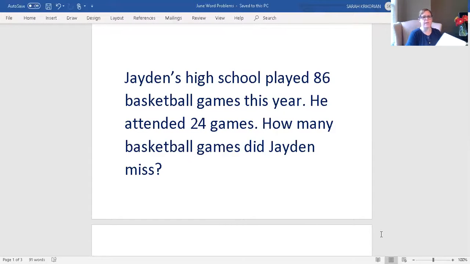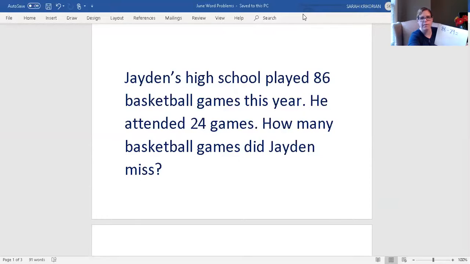So we're going to work on some subtraction for this word problem too. And let's look at our numbers here. We have 86. I'm going to write that up here on my whiteboard. I hope you're writing it on your paper. 86 minus 24 equals. Okay, so right now I'm going to think about what strategy we can use to solve this problem.